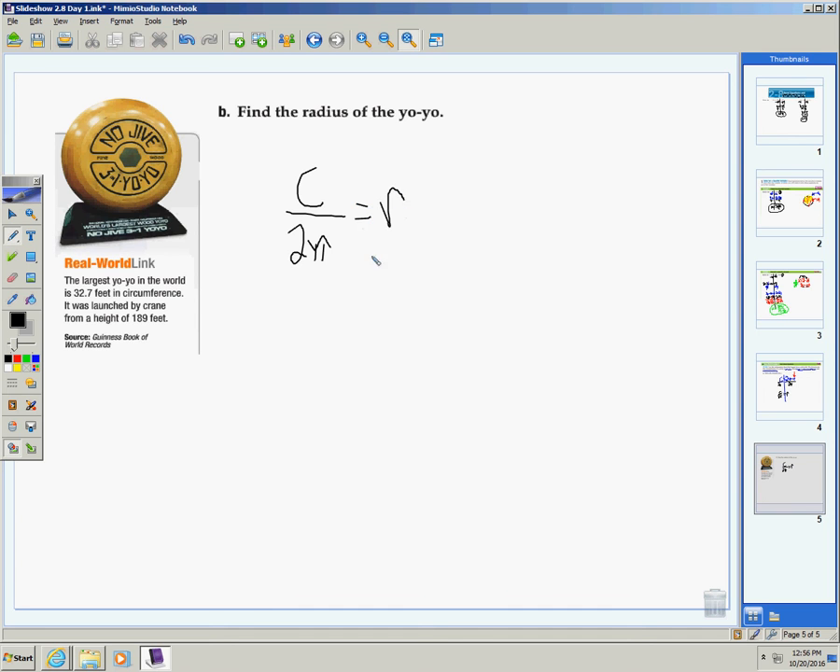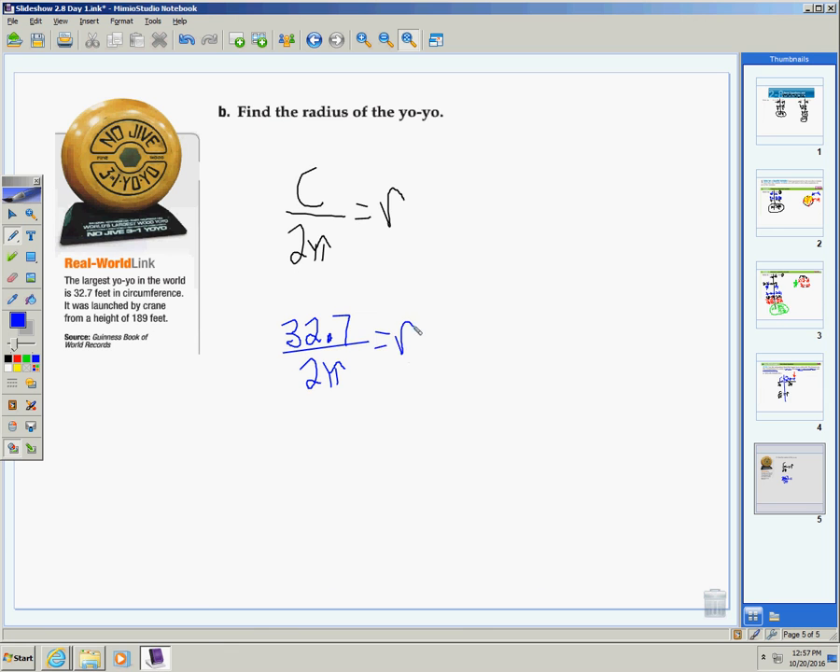Now what I can do is, if I know the circumference, I can just find the radius very easily by plugging it into this formula. So the largest yo-yo in the world is 32.7 feet in circumference. That's what I'm going to plug in for C. And I know C divided by 2 pi is going to equal r.